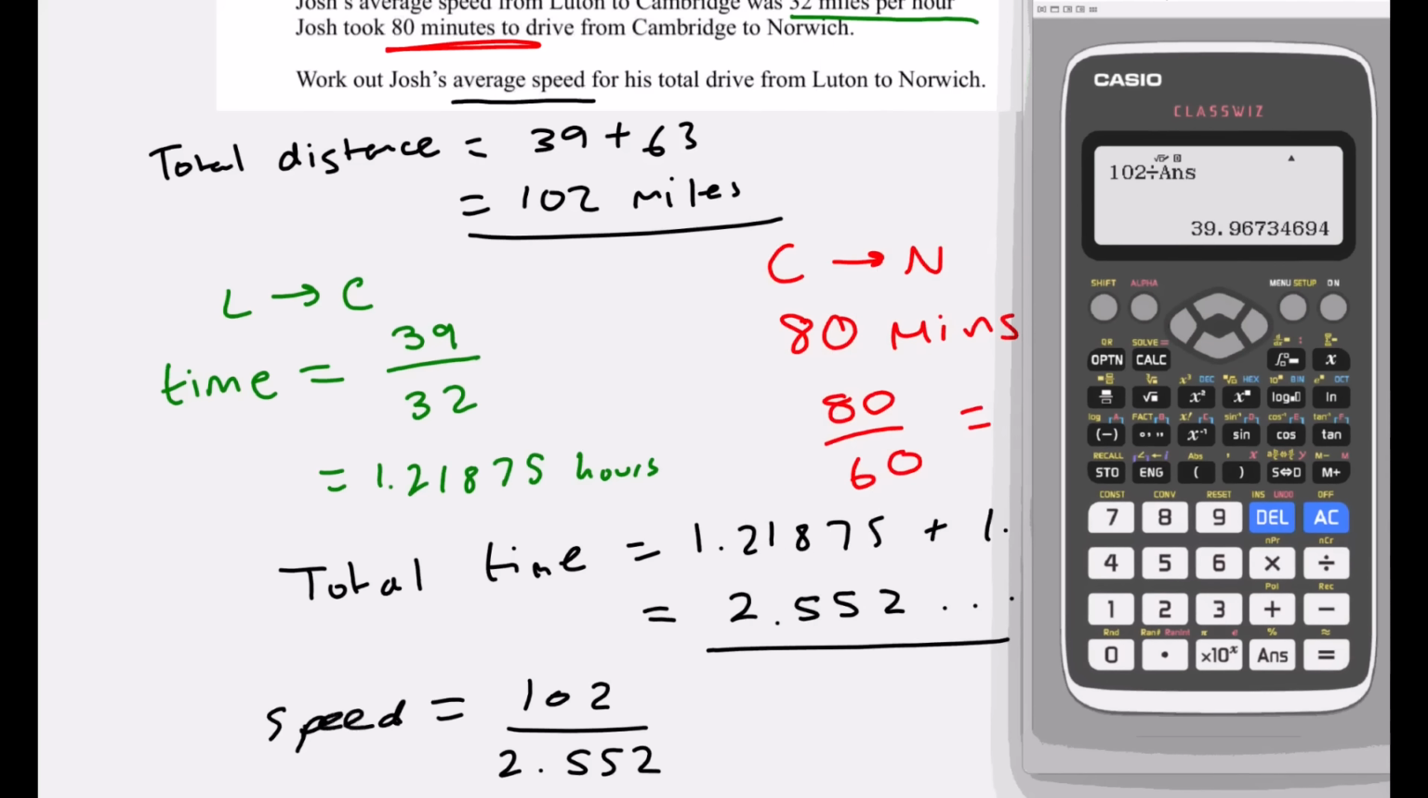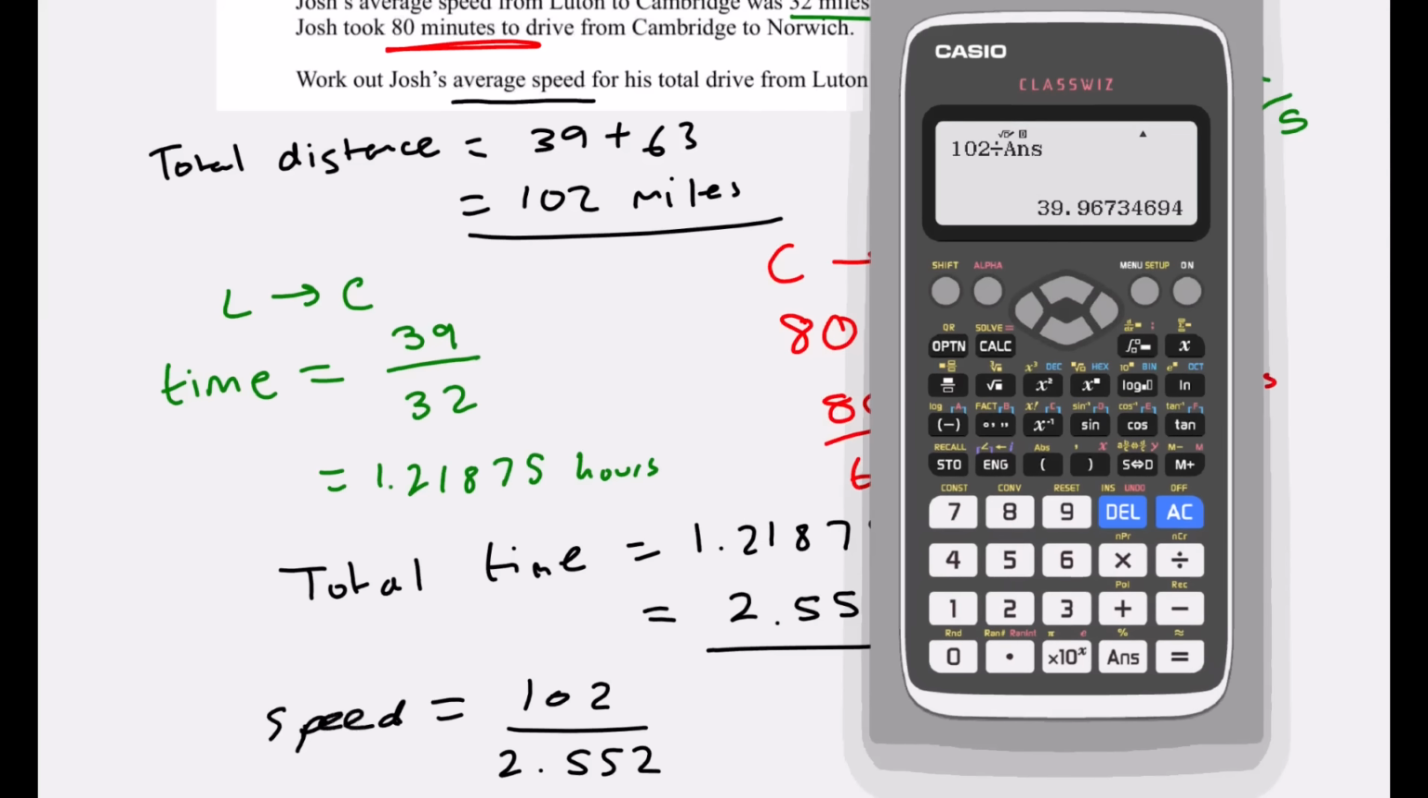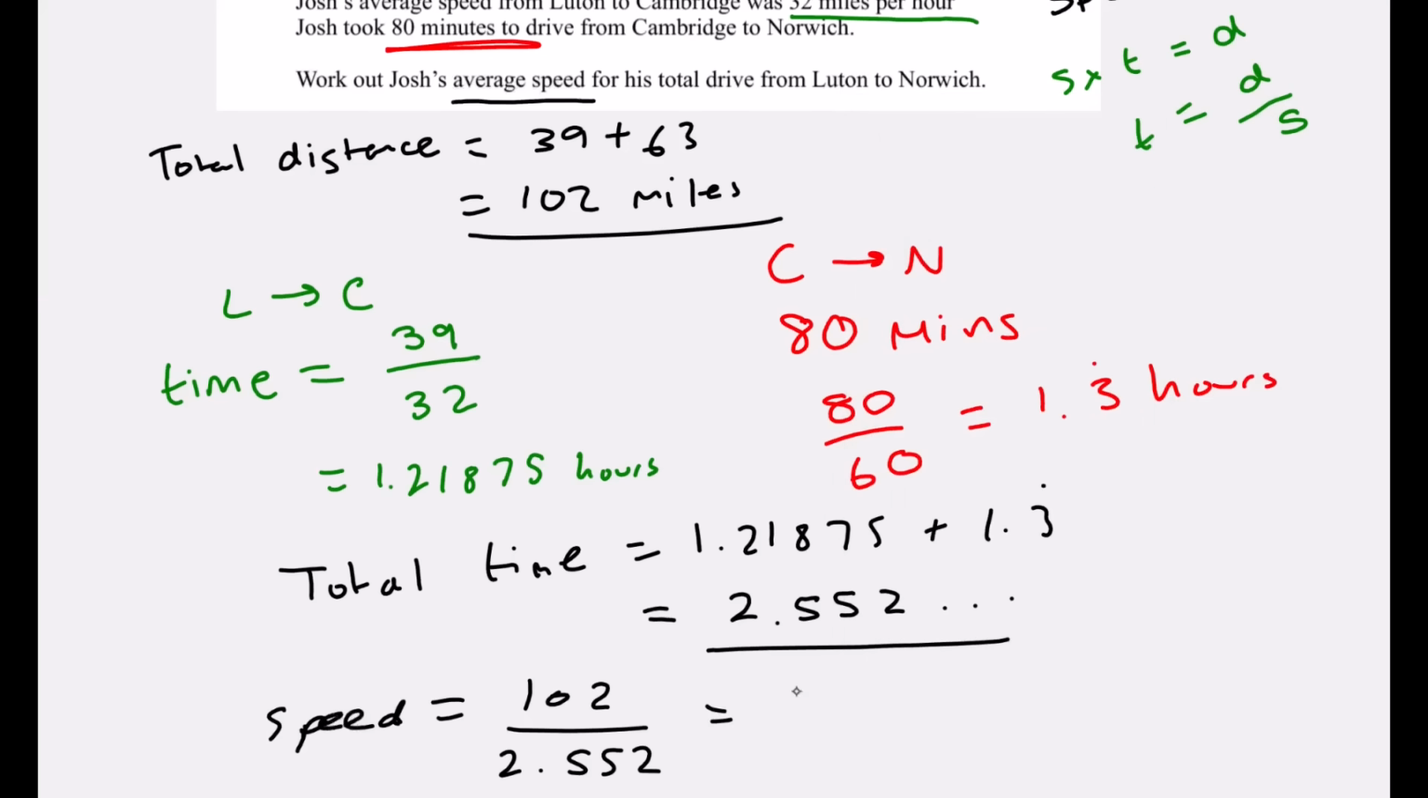And it hasn't told us to give it to a certain number of decimal places. So we can write 39.97, or we could write the whole number, or we could write 40.0. Any of those are fine. 39.97. 39.97 miles per hour.